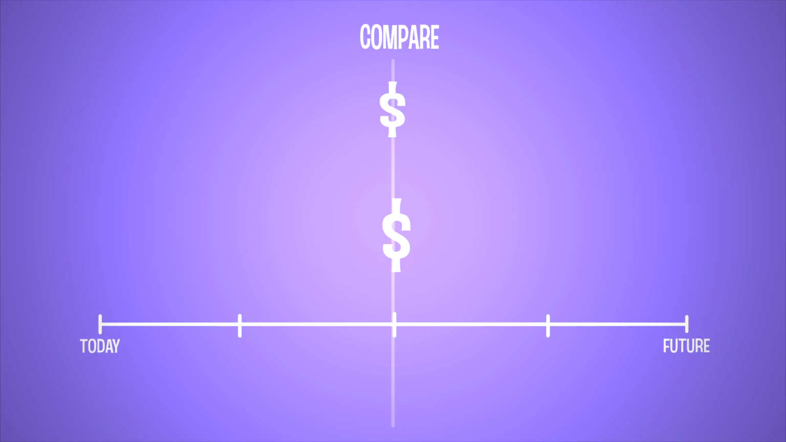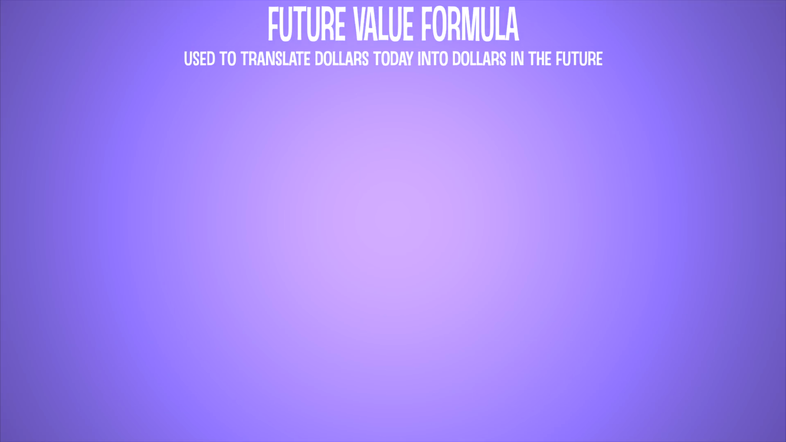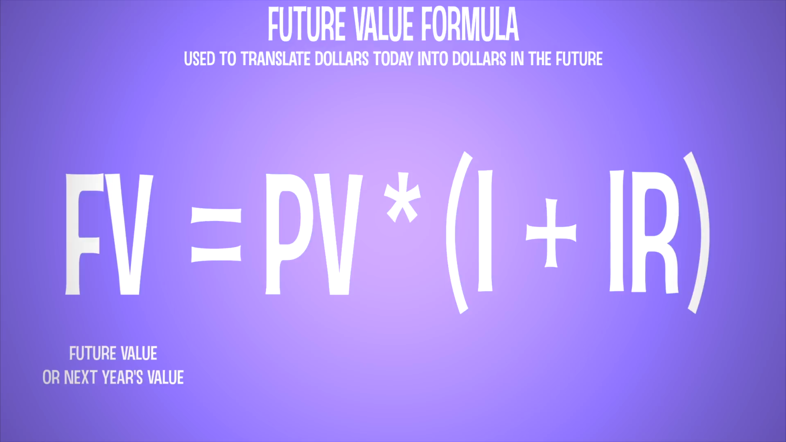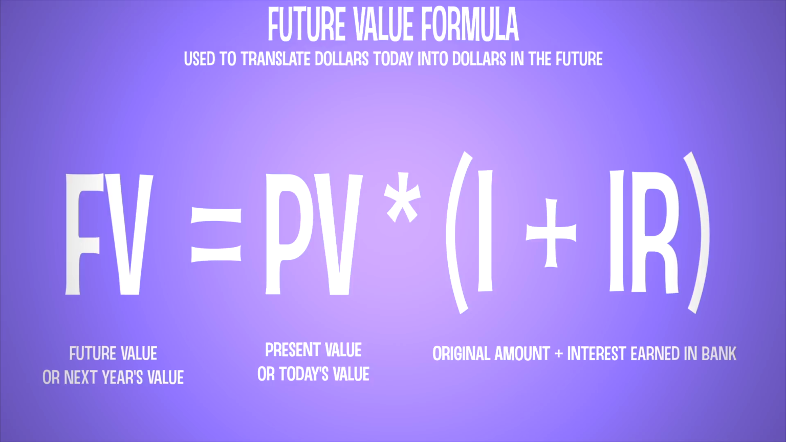Now let's talk about formulas. It'll make this make a little more sense. So let's look at the formula. The future value, which is used to translate dollars today into dollars in the future, is just the present value times 1 plus the interest that we'd make. This is what we did intuitively, where we said we're going to earn the interest and we're going to have the original amount. Now, if we divide by 1 plus the interest rate, we can get the present value.